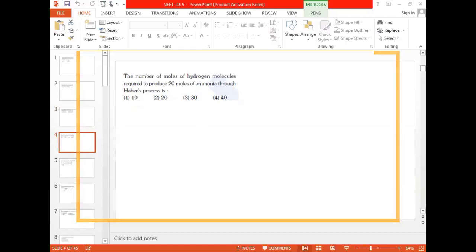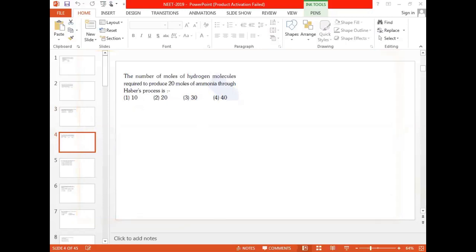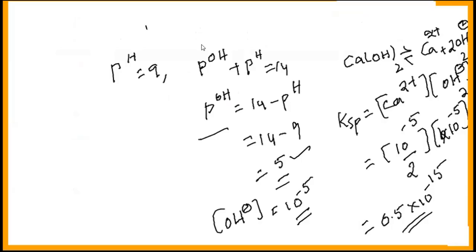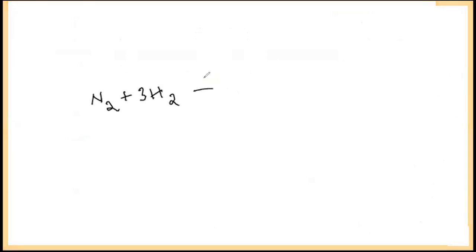The number of moles of hydrogen molecules required to produce 20 moles of ammonia through Haber process. Yes, means the number of moles of hydrogen is required to produce 20 moles of ammonia through a Haber process. For Haber process, we can take the equation as N2 plus 3H2 gives rise to 2NH3. This is a formation of ammonia by using Haber's process.